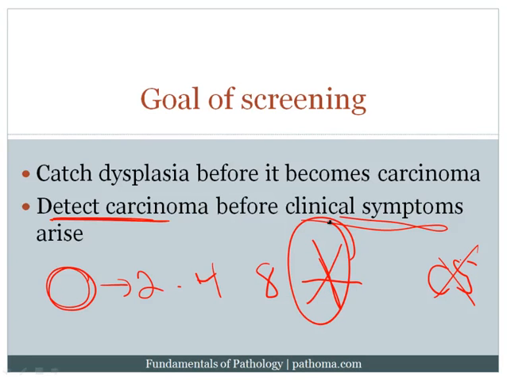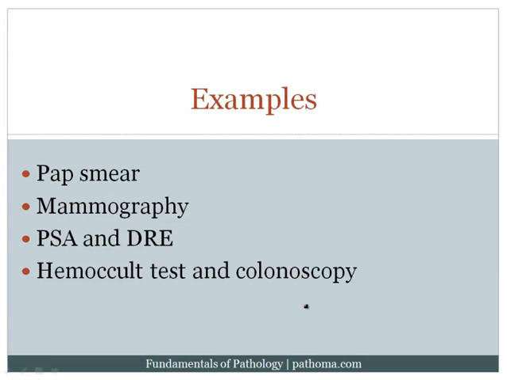And again, the idea is if we catch the tumor here before it produces clinical symptoms, we will have caught the tumor before additional mutations would be allowed to form. And again, the more the mutations, the more aggressive the tumor would actually be. So these are the 2 goals of screening, and this basically comes into play in many different examples.